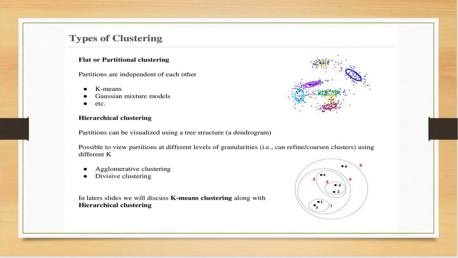Each cluster is different. Here yellow, green, red, pink, blue, Persian blue, right? And the examples of flat or partitioning clustering are k-means, Gaussian mixture models, etc. So we are going to learn about k-means clustering further. And in hierarchical clustering, we have two types, agglomerative clustering and divisive clustering. We are going to learn about both clustering types further in detail. And in hierarchical clustering, partitions can be visualized using a tree structure, that is a dendrogram, and we are going to see it also in a further session.